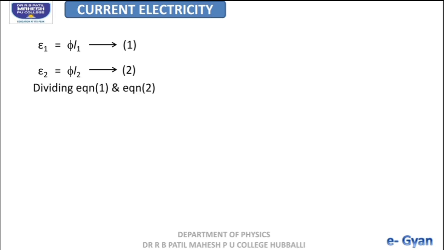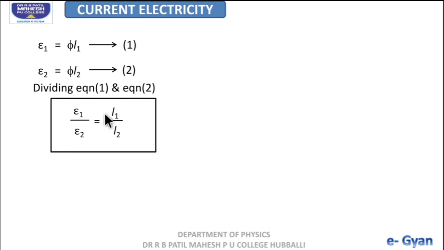Now we have two equations for E1 and E2. Dividing equation 1 by equation 2, we get E1 divided by E2 is equal to L1 divided by L2. Here phi and phi are common, hence these two will get cancelled, and finally with the help of this expression we can compare the EMF of two cells by measuring the values of L1 and L2.